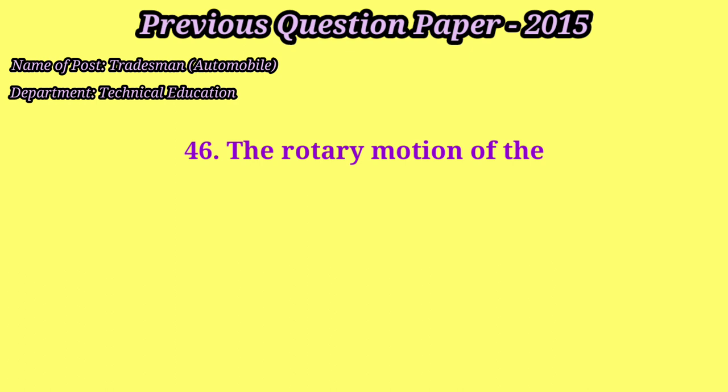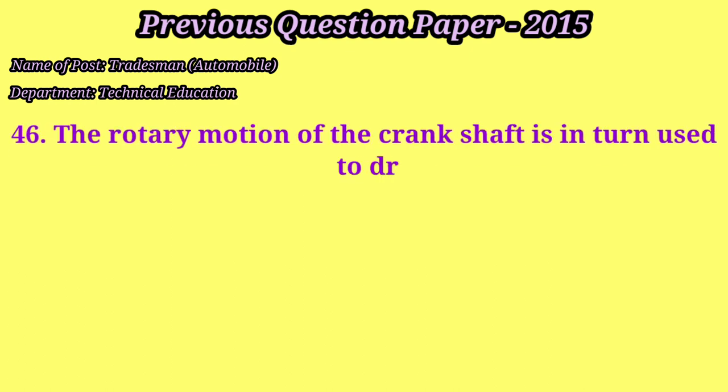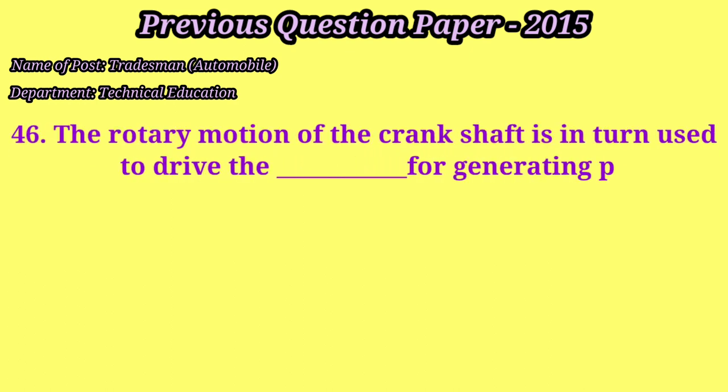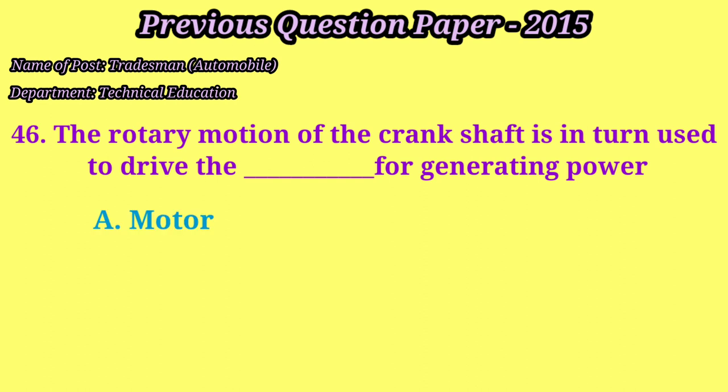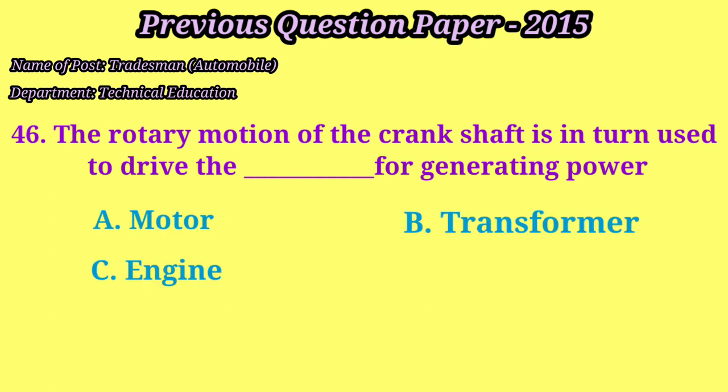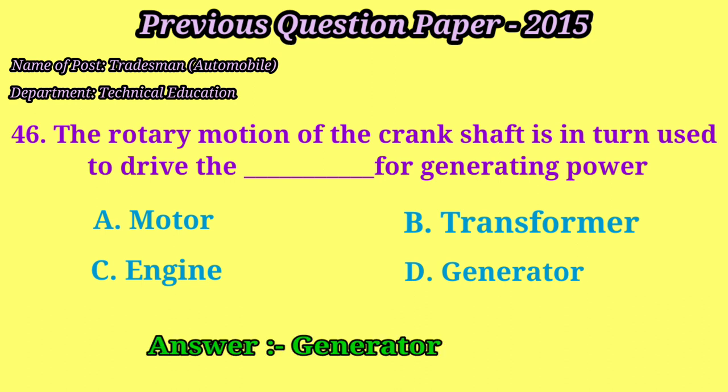46. The rotary motion of the crankshaft is in turn used to drive the generator for generating power. A. Motor. B. Transformer. C. Engine. D. Generator. Answer: Generator.